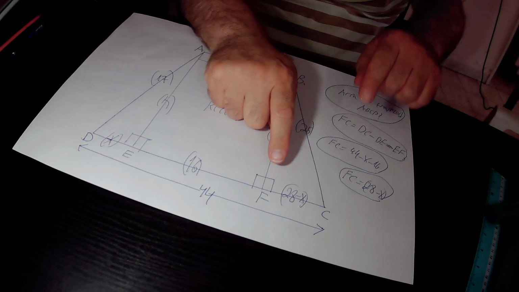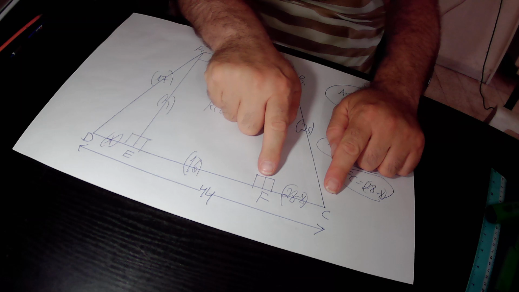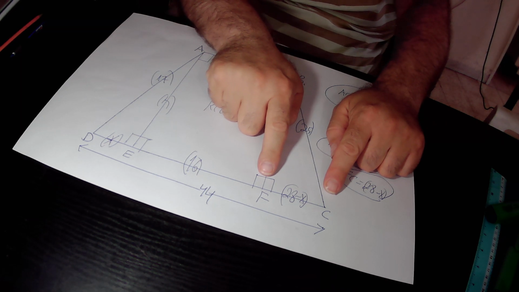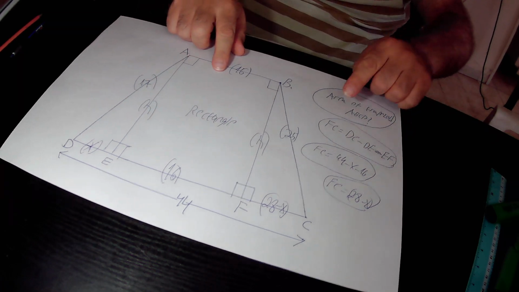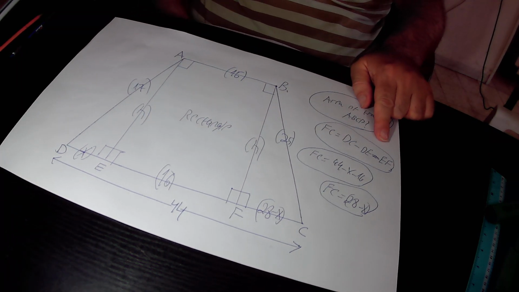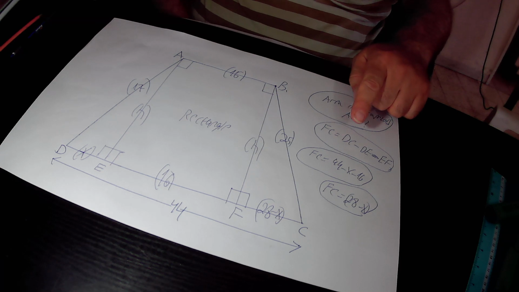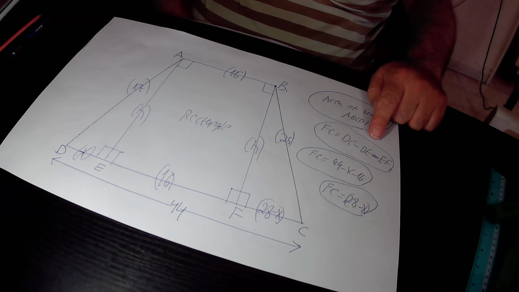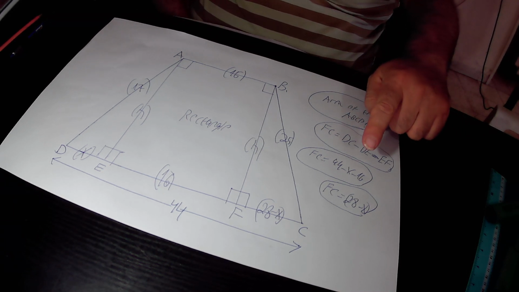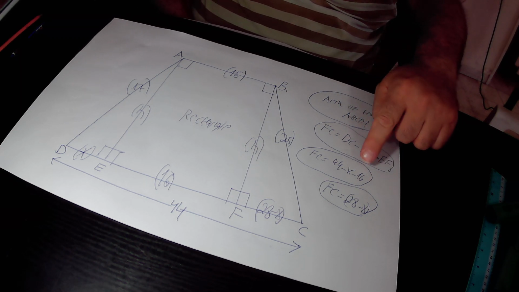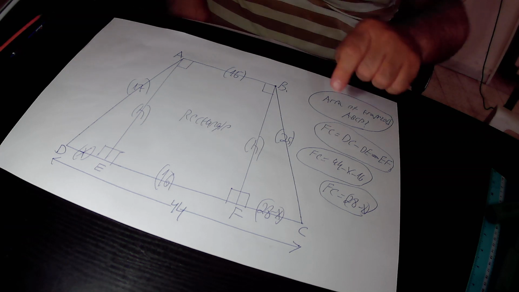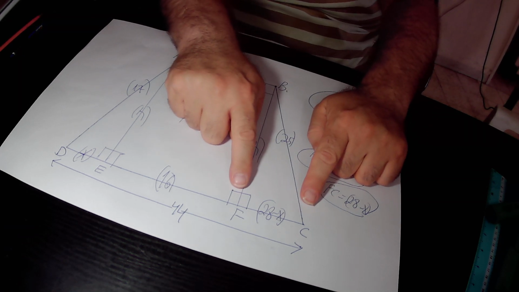What is the length of the missing line FC? From the drawing, it is very easy to see that FC in total equals DC minus DE minus EF. Again, FC equals DC minus DE minus EF. So FC equals DC, that is 44, minus DE, that is X, minus EF, that is 16. So in total, FC equals 44 minus 16, that is 28, minus X. So FC equals 28 minus X.